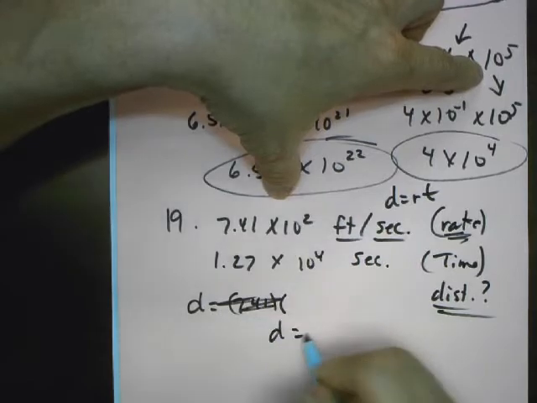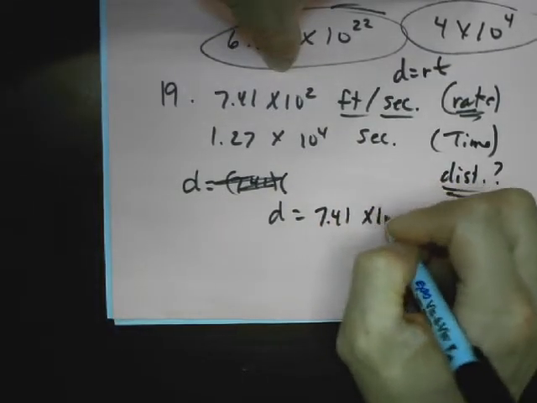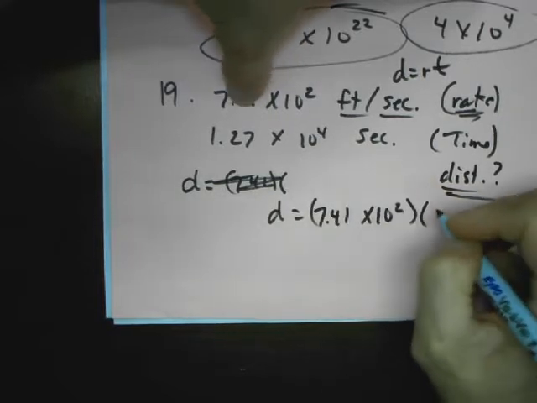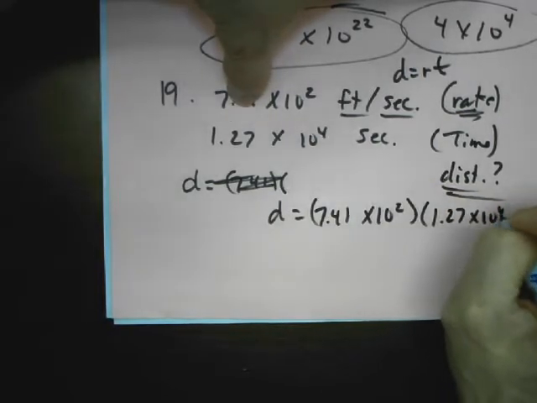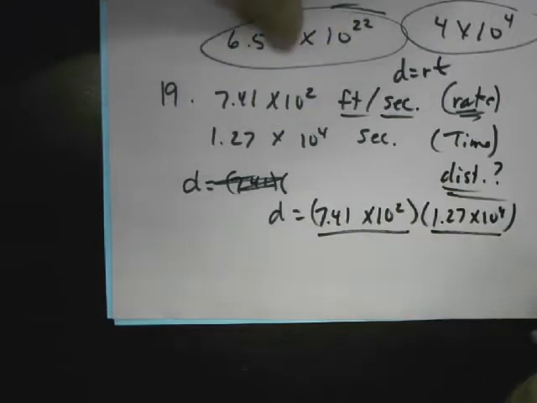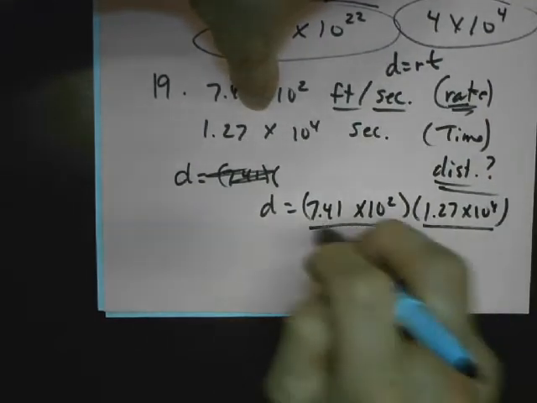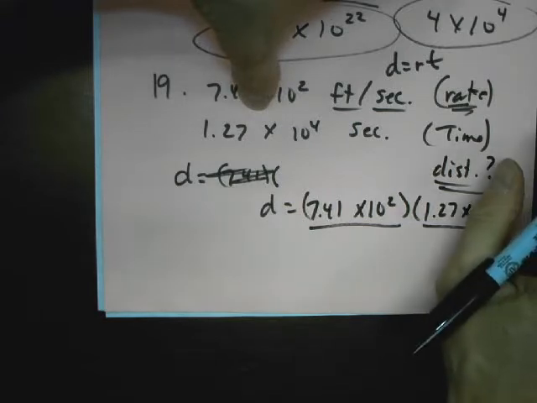Whoops, let me rewrite that. We don't have distance, we have rate, which is 7.41 times 10 to the 2nd. And we have time, which is 1.27 times 10 to the 4th power. So if I multiply rate times time, I get distance. They gave me rate, they gave me time, they asked me what's the distance. So this is a multiplying by scientific notation number problem.